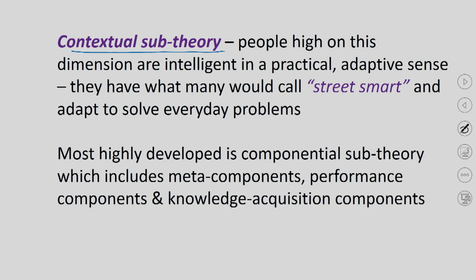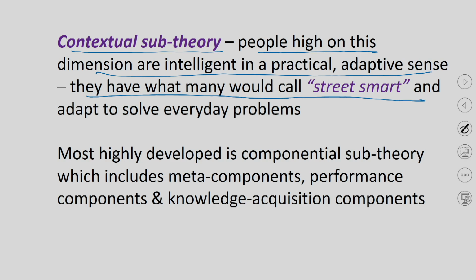And then there is something called the contextual subtheory. The contextual subtheory says that a certain kind of intelligence is dependent on the context. Now, people high on this dimension are intelligent in a practical and adaptive sense. They are what many people call street smart and adapt to solve everyday problems.